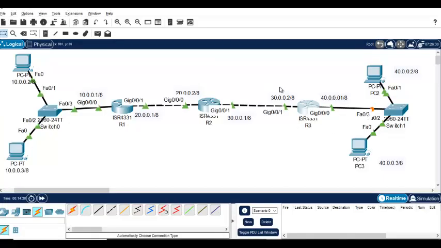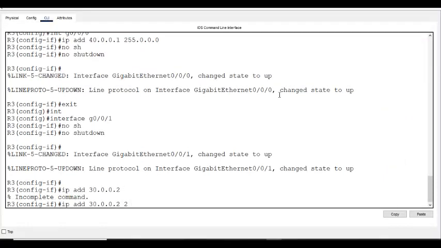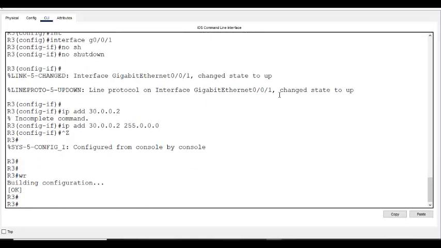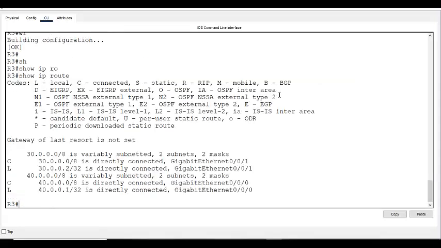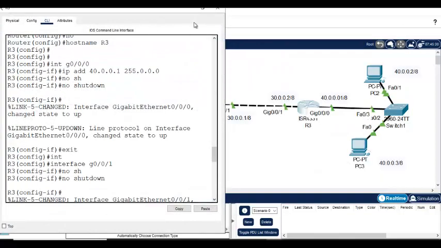Now, we have assigned the IP address on all the routers. You see, on router 3, I have only two connected networks, 30 and 40. That's true only now. 30 and 40 only connected. I don't have information about 20 and 10. Why? Because they are not directly connected. This is the address on the link. This is the connected network. It has got no idea about 10 and 20.